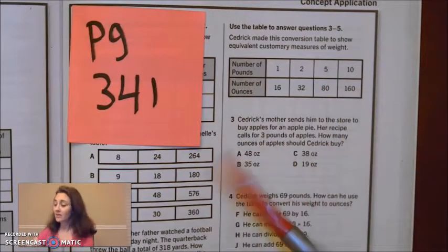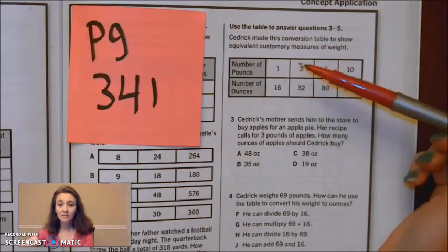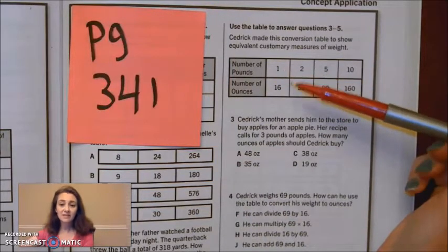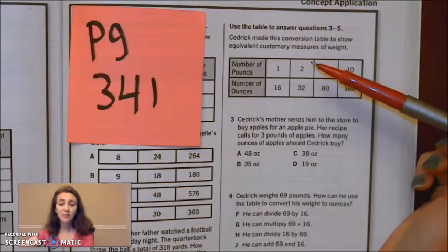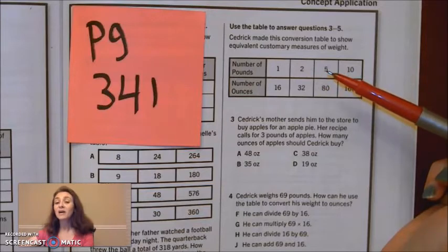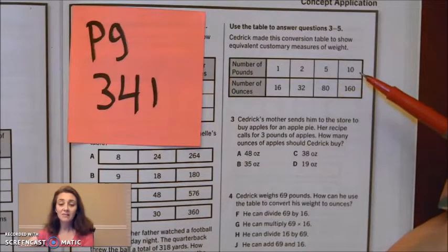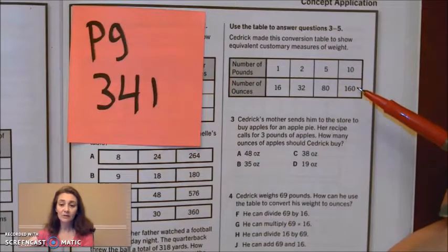All right, so I'm going to look at my table. It has number of pounds and number of ounces. If I have 1 pound, I have 16 ounces. If I have 2 pounds, I have 32 ounces. Then it skips up to 5 pounds. If I have 5 pounds, I have 80 ounces. And if I have 10 pounds, I have 160 ounces.